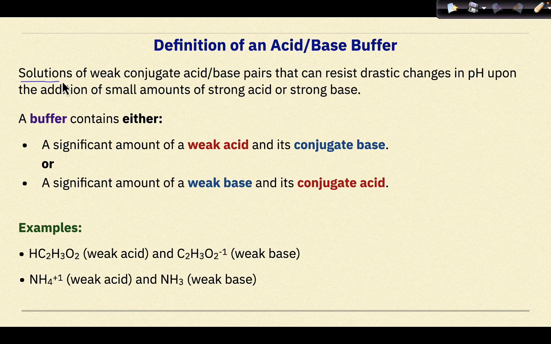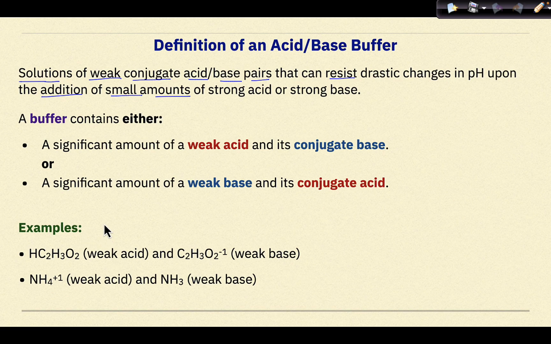Definition of an acid-base buffer. Buffers are solutions of weak conjugate acid-base pairs that can resist drastic changes in pH upon the addition of small amounts of strong acid or strong base. A buffer contains either a significant amount of a weak acid and its conjugate base, or a significant amount of a weak base and its conjugate acid.